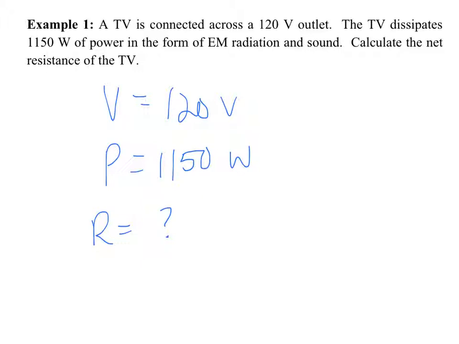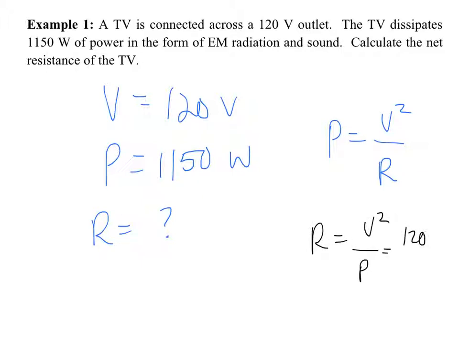So which of the three formulas are we going to use? There's three choices. Kira, what do you got? Good. V squared over R. Okay, this should be very simple math. You're only literally making the choice between those three formulas. Solve for R, switching P and R. Giving us R is equal to V squared over P, which is 120 squared over 1150.